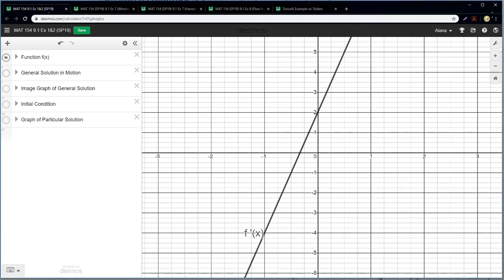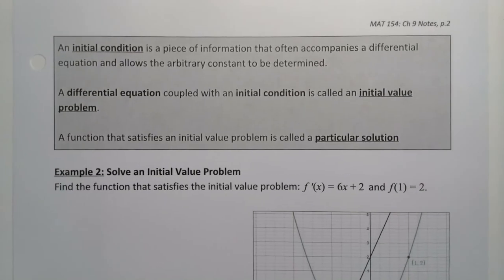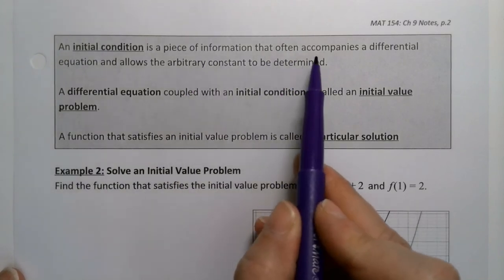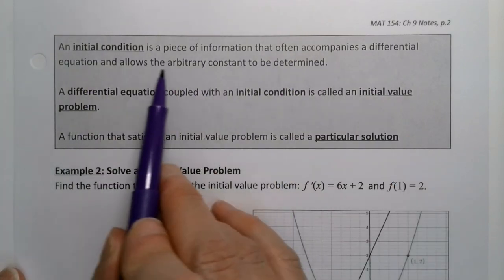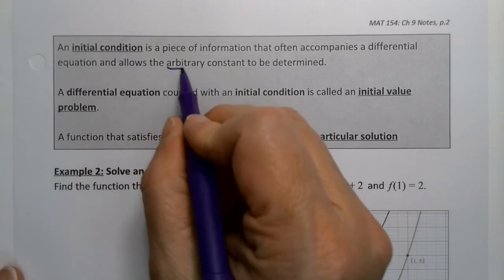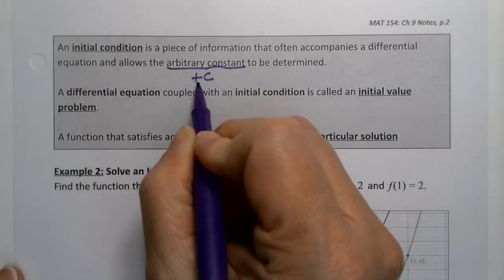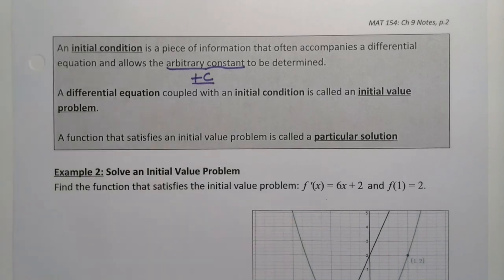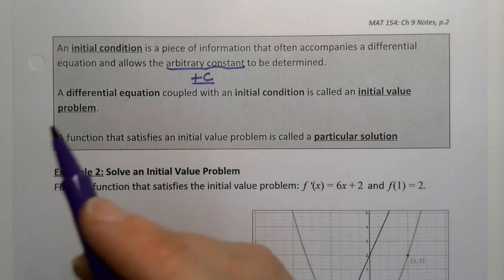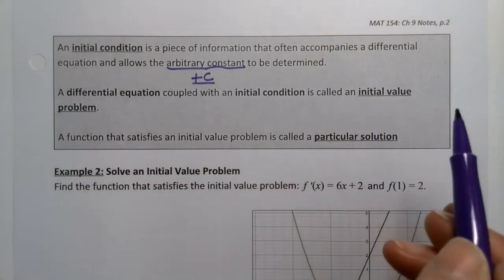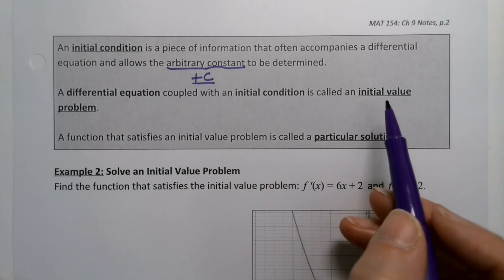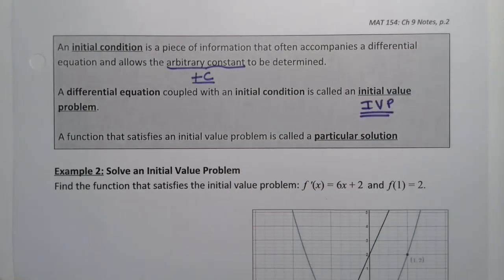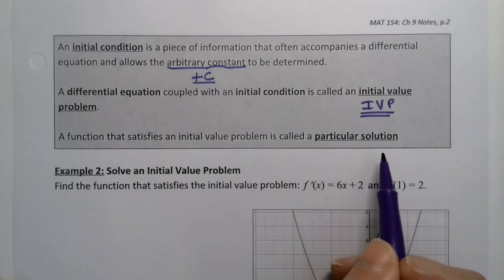A particular solution happens when you are given an initial condition. An initial condition is a specific piece of information that often accompanies a differential equation and allows that arbitrary constant, right, which we know as plus c, on the back end of your integration to be determined. So rather than just saying plus c, we can couple that differential equation with an initial condition, and when they are coupled together, it's called an initial value problem, also known as an IVP quite frequently. Right? And then we'll be able to find a particular solution.